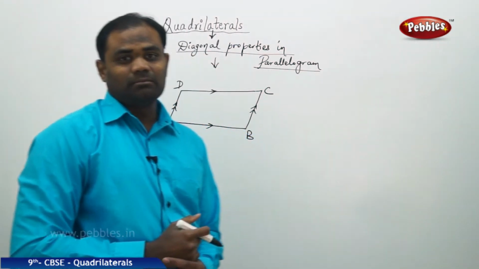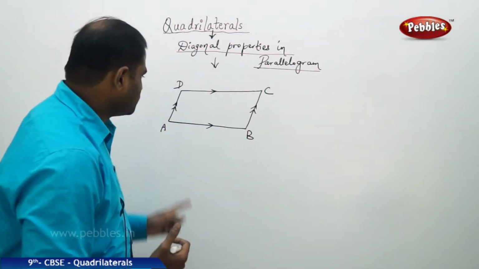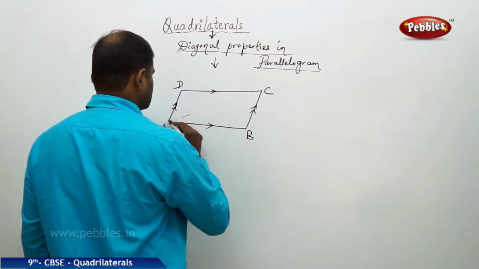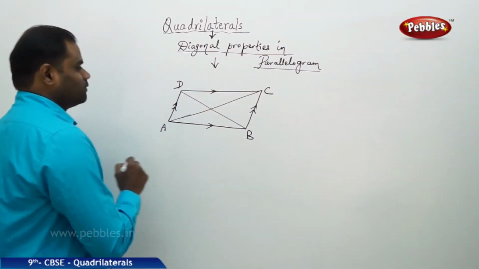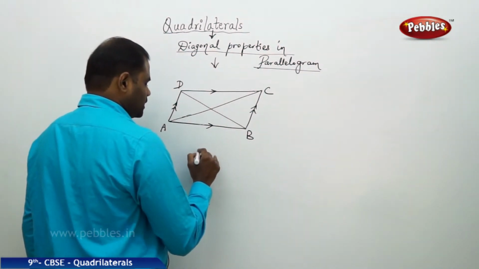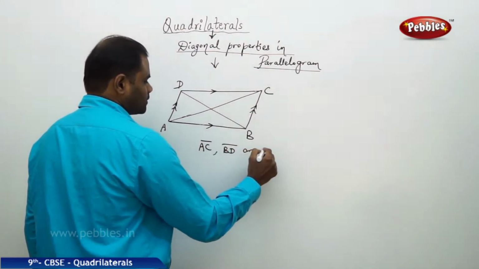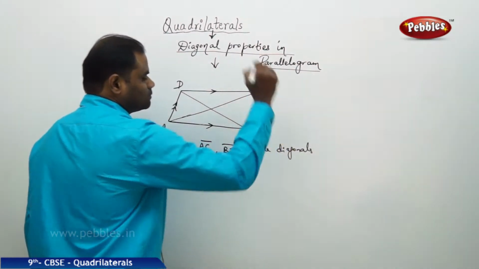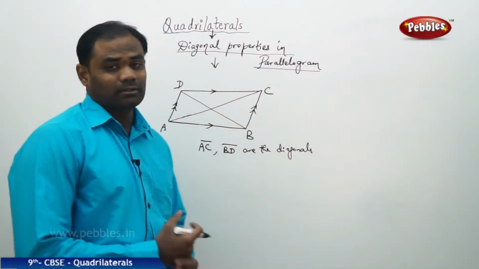For this parallelogram we have two diagonals, as discussed in the previous session. One of the diagonals is obtained by joining AC and the other diagonal is obtained when I join BD. So here my diagonals AC and BD are the diagonals. Now let's see what is the property which connects these two diagonals.